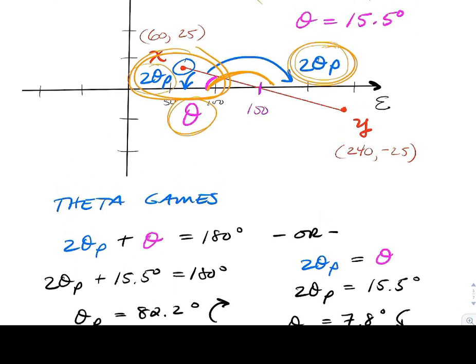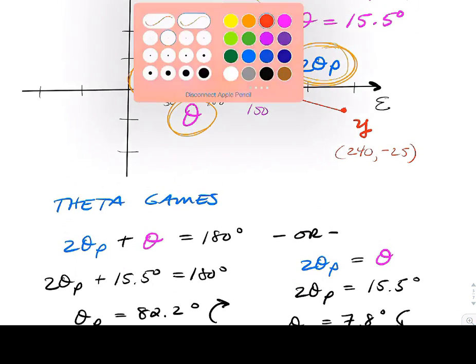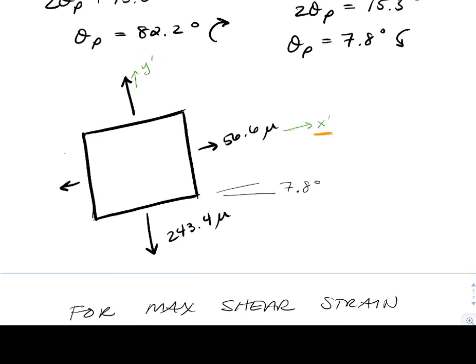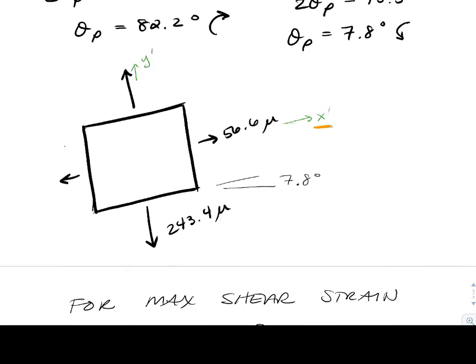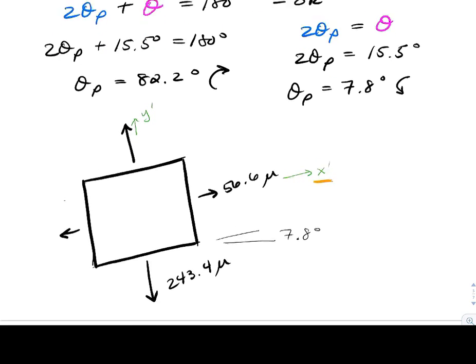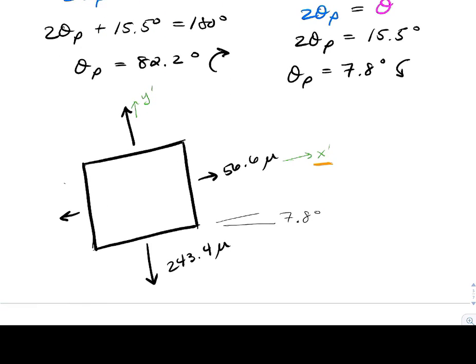Let's just go back and track what we did here. We took the x, moved it counterclockwise. It's now sitting in the horizontal axis. So that would be epsilon 2 sitting on the x prime face. There's the 56.6. Concurrently, the y point is now sitting up there at epsilon 1, which we calculated just a moment ago as 243.4.